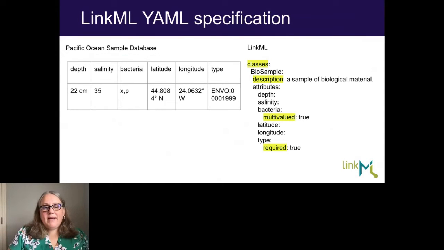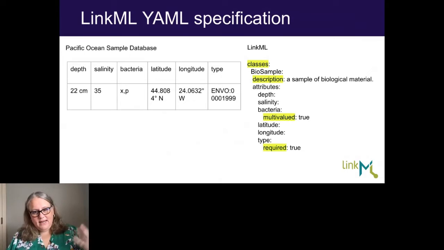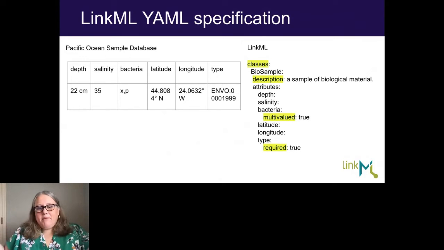Okay, so going back to our very familiar now Pacific Ocean sample database, I've added a few more columns here to better describe the sample that was taken. And I'm showing on the right how these translate into a LinkML YAML file. And if we think of one row in this spreadsheet as an instance of an entire class of data, we can easily extract that this data set is about a higher level sample. It's a sample of data. So we're going to call that a class in LinkML.